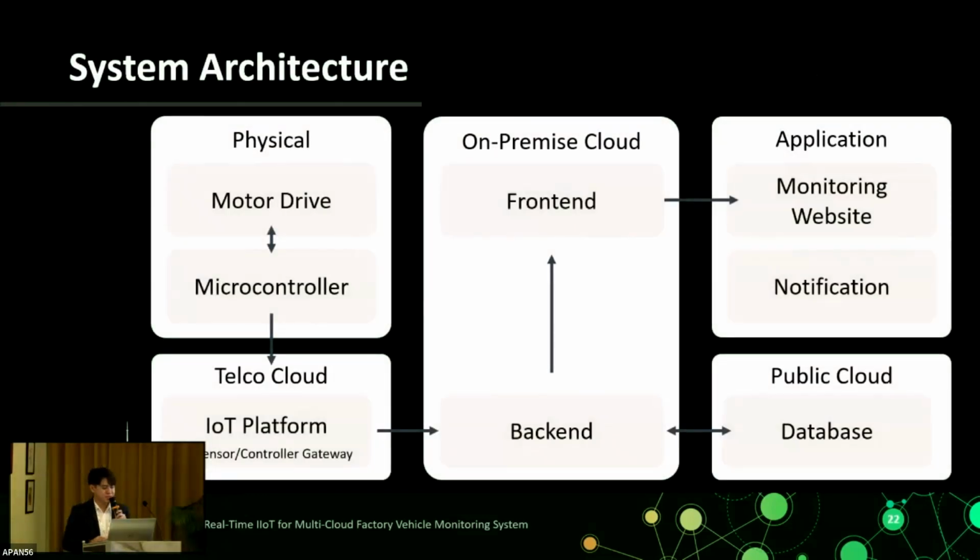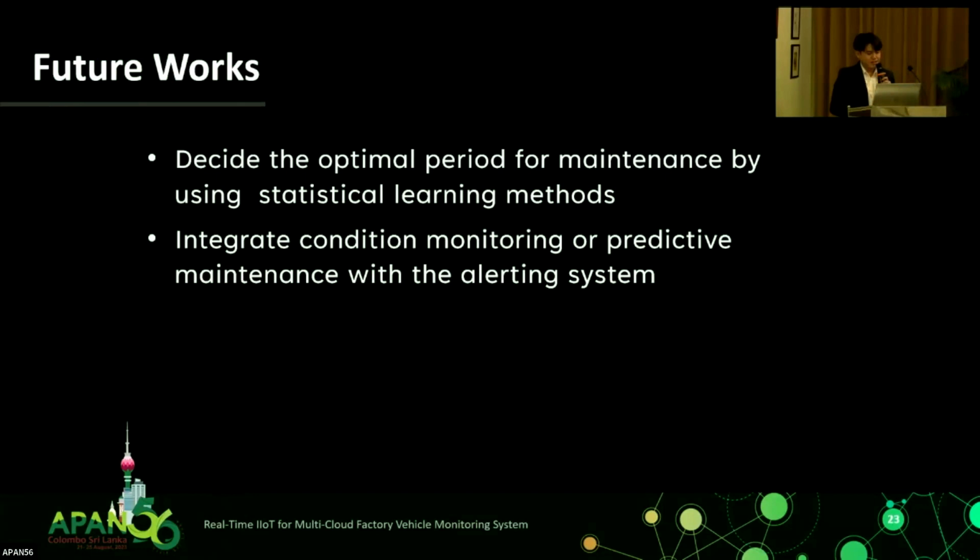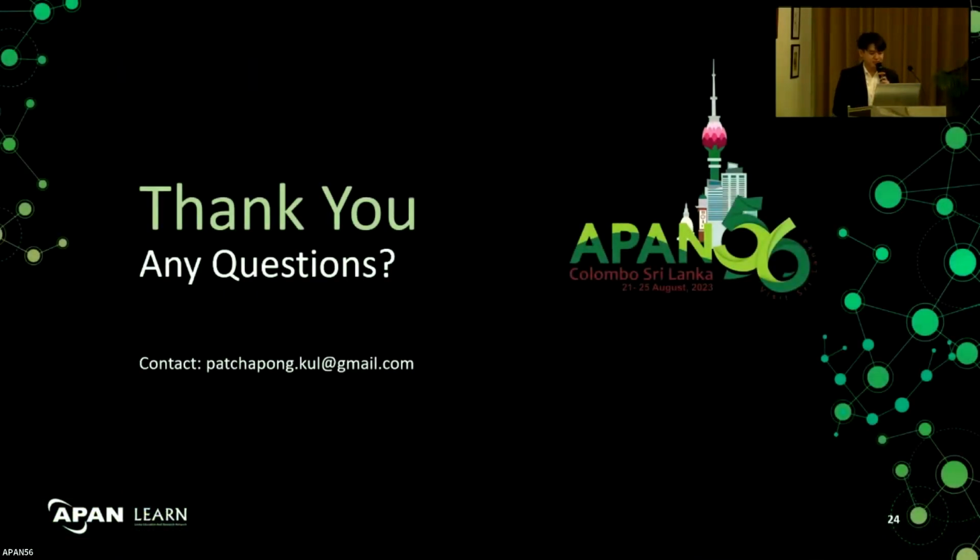So to conclude, our system tries to collect the data from the motor drive, which is inside the in-factory vehicles, and send it to the cloud, where we will have a storage system and visualize it on the monitoring website. In future work, we can design the optimal period for maintenance by using statistical learning methods, or integrate condition monitoring or predictive maintenance with an alerting system. So thank you.